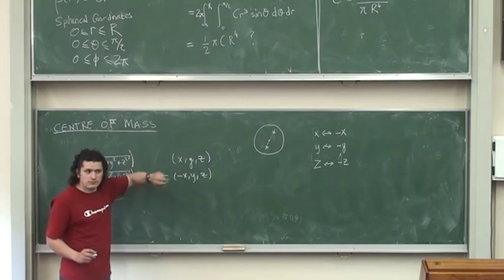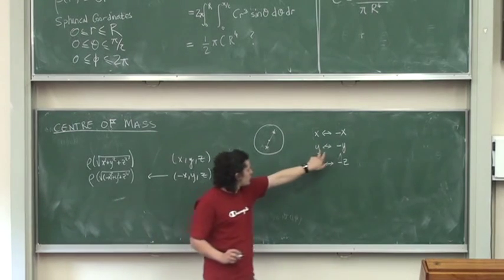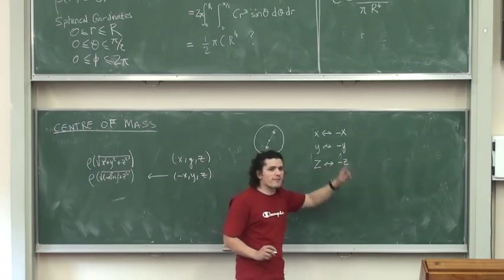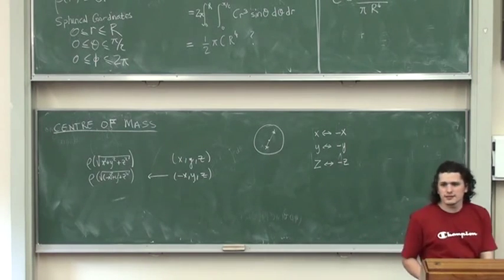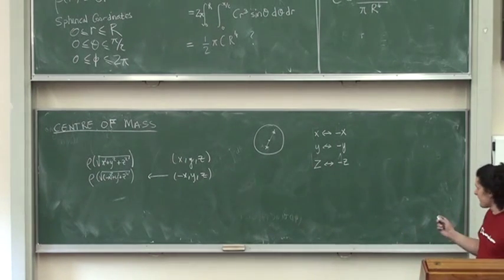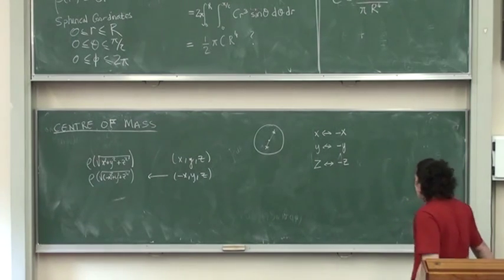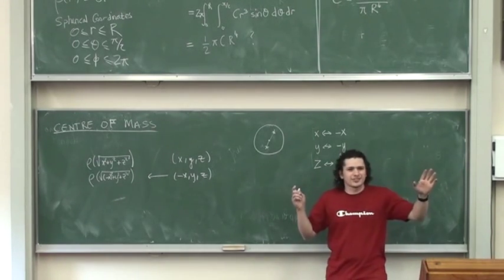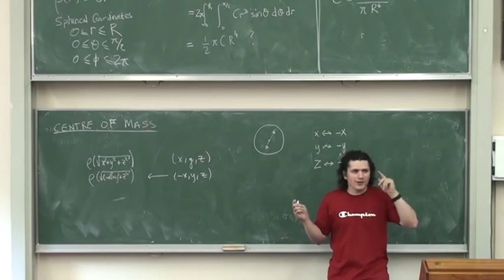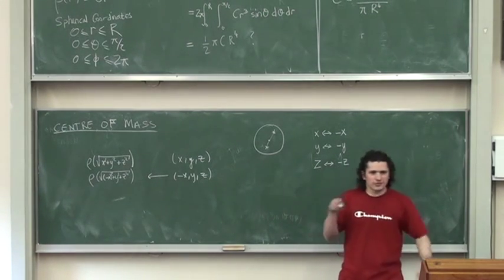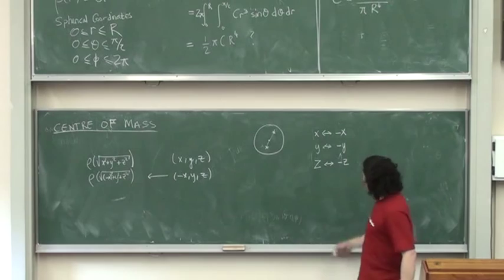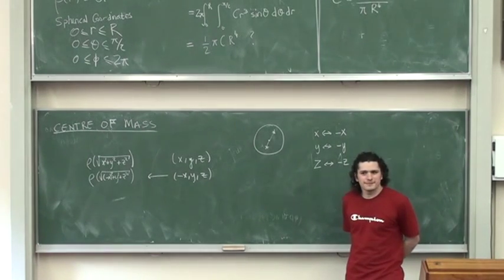What about this transformation? If I replace y with minus y, what happens to the density? It's the same, by the same reasoning. That's great, x and y symmetry. But we're pretty sure there isn't z symmetry, or the center of mass would be at the origin. What happens when I replace z with minus z?